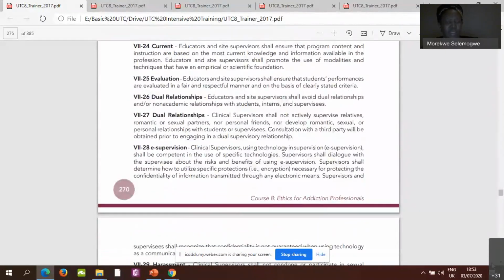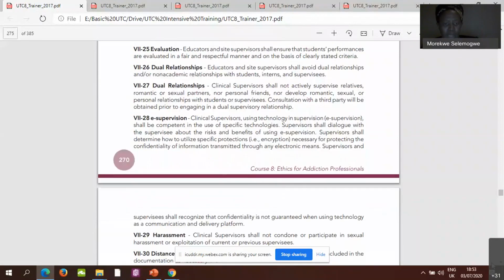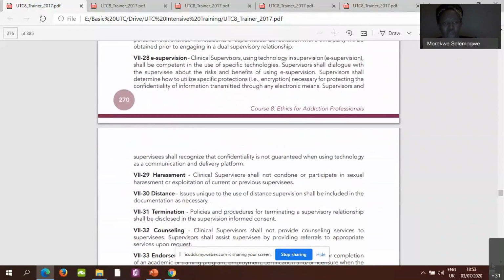I think this issue of dual relationship is almost similar to what was covered in the counseling relationship. E-supervision, which was talked about yesterday: before you do it, ensure that you are knowledgeable about the use of technologies that ensure privacy and protection of clients' information. And if you are to do that, there has to be an agreement between the supervisor and the supervisee in terms of the mode of supervision they would be engaging in.